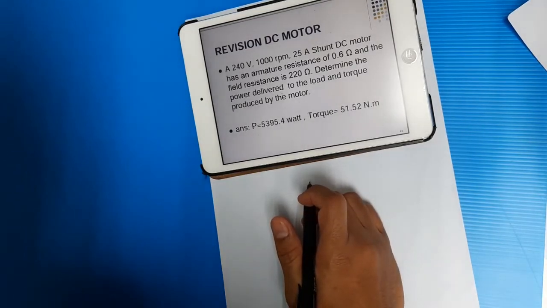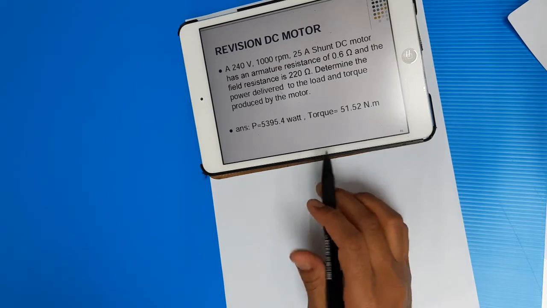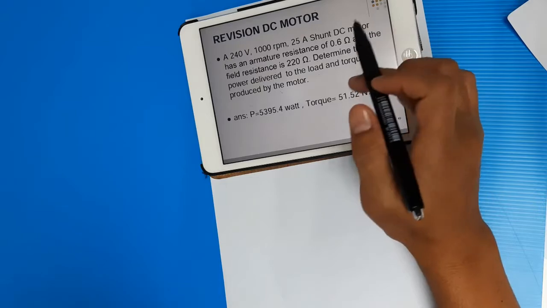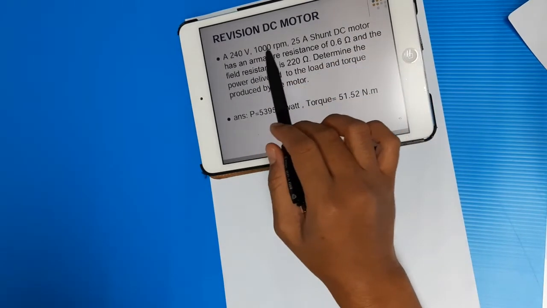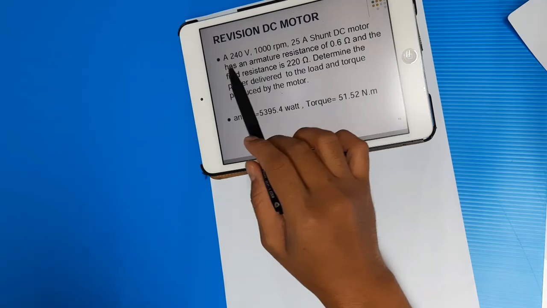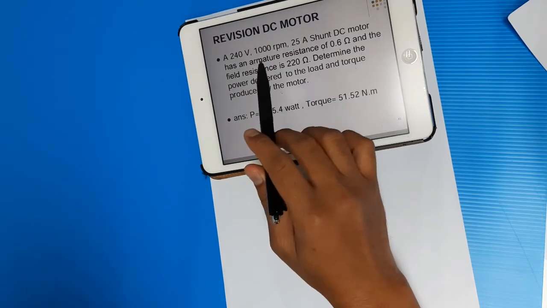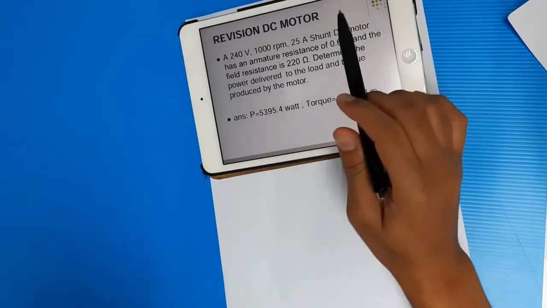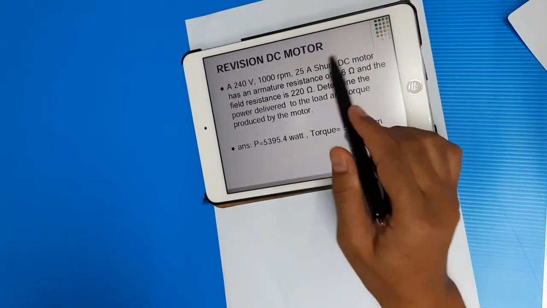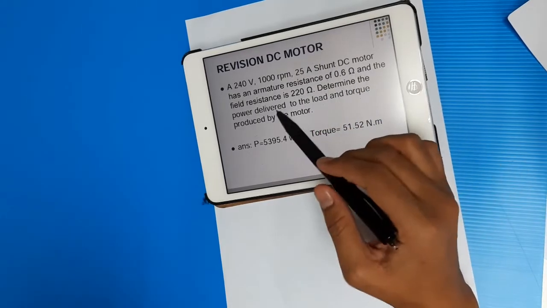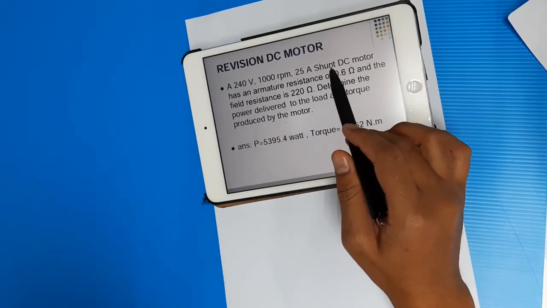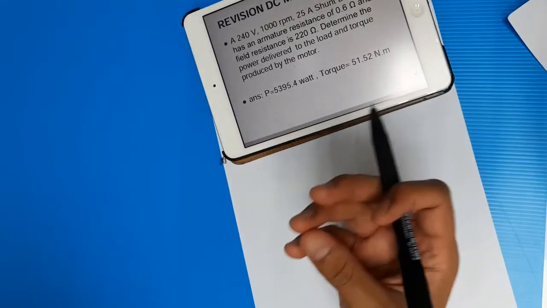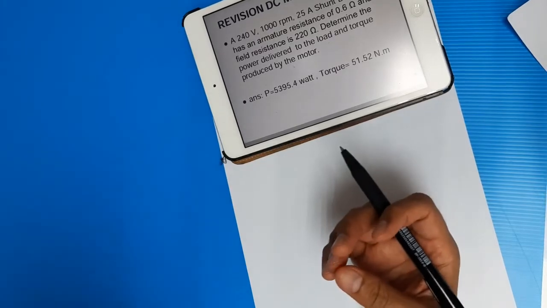Okay, so next we move on to the second example. This is the first one and then this is the second one. The parameters given, the values given for the first and second question, are the same. VT is 240, speed 1000 rpm, the current is 25 ampere IL, but the type of motor is different. For this one, I use a shunt DC motor. So we want to see the difference when we use different types of motor.